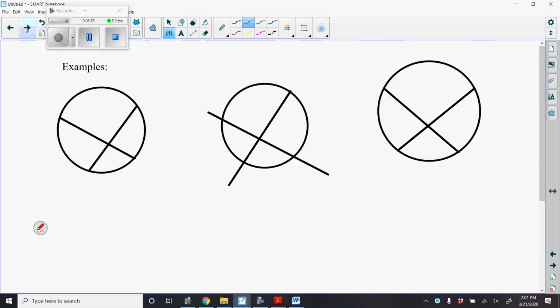So let's take a look. Let me show you some examples here. By the way, they don't have to be secant lines. These would be chords. But what we're looking for is an intersection that occurs inside of the circle, but not at the center. So let's just do a couple examples together.